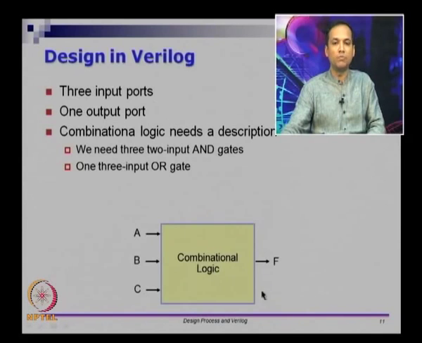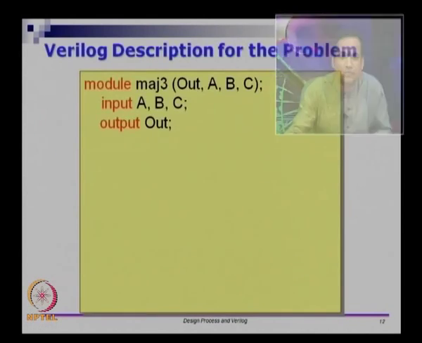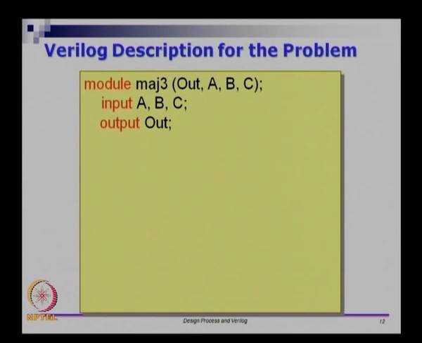This has 3 input ports and 1 output port. We still need combinational logic here. We already know that AB plus BC plus CA, we will need 2 input AND gates and 1 3 input OR gate. So we need that. Let's see how to write this in Verilog.